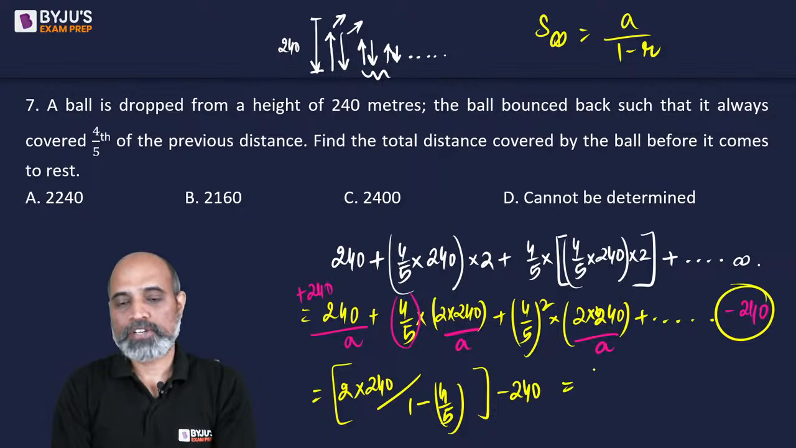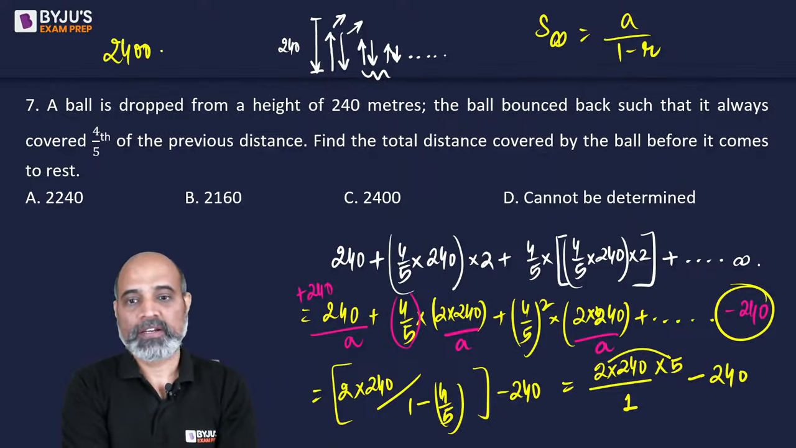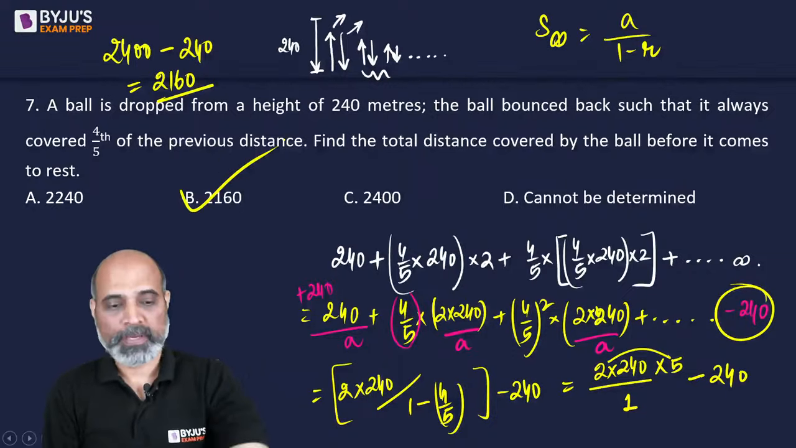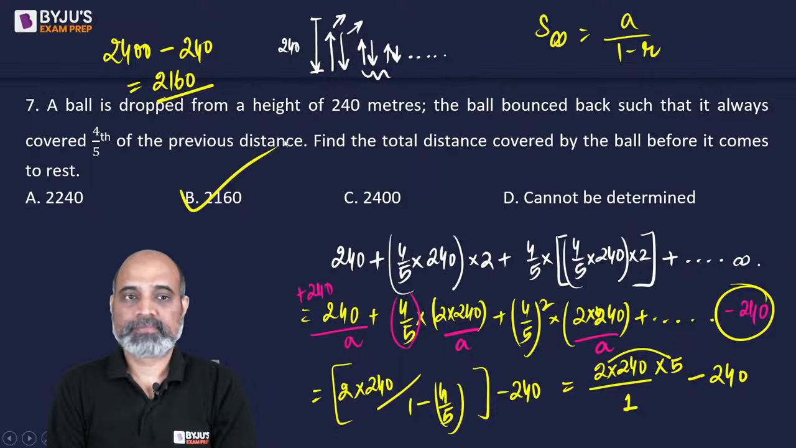So this is going to be 2 times of 240 divided by 5 minus 4, which is 1, into 5 minus 240. So 2 into 5 is going to be 10. 10 into 240 is 2400, and that 240 will get subtracted. So this is going to be 2160. Option B. Right? Okay.